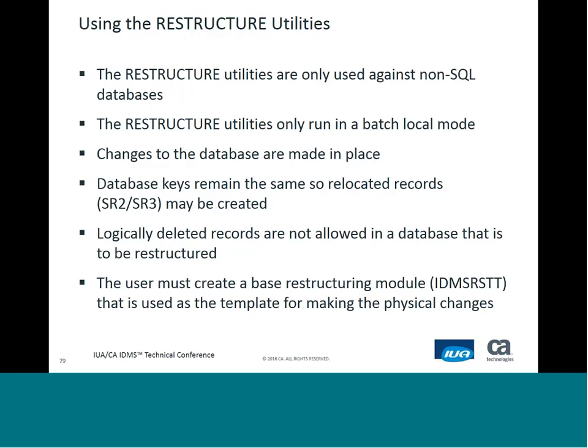So IDMS reads a record, writes it back out there with the new characteristics that you've specified. Now, because that characteristic might be adding elements to a record, some of the records may become larger. And in some cases, that means that you might not have enough space on the page on which the record resides. To accommodate or to make sure that we can deal with that, you may see after a restructure some record types called SR2s and SR3s. These are what are known as relocated records. From an application perspective, they are transparent.